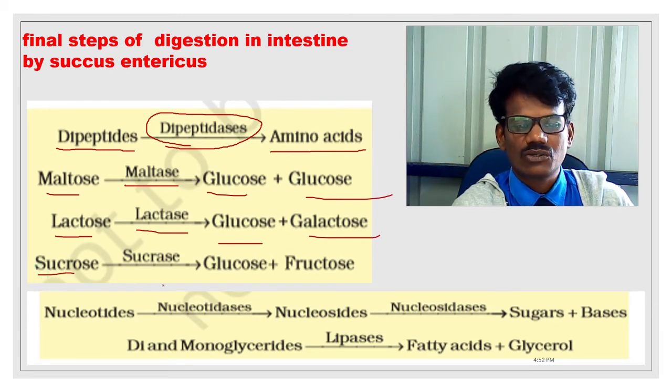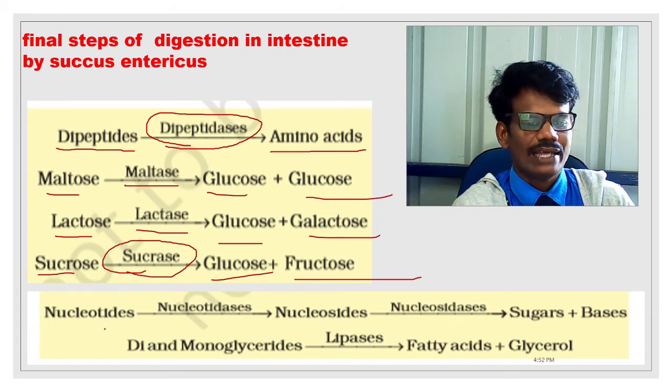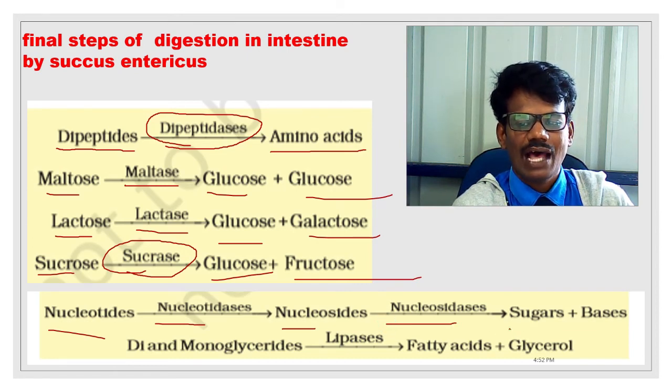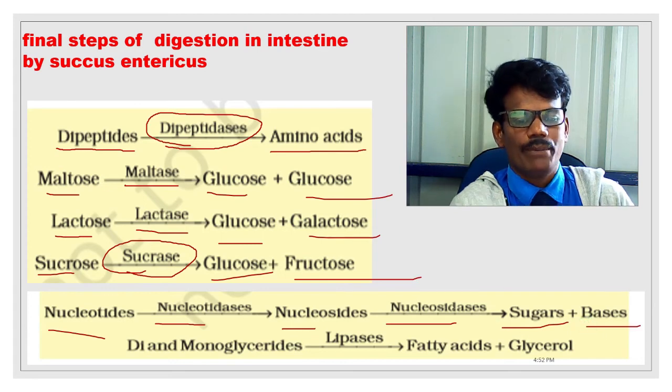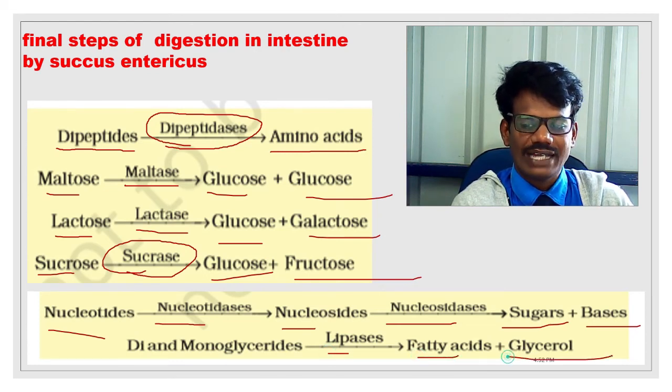The next one is sucrose, cane sugar. It is present in cane sugar. It is acted upon by sucrase, converting sucrose into glucose and fructose. So these three are the carbohydrates or disaccharides which are converted into their monomers. Then the nucleotides. So nucleotidases act on nucleotides and convert them into nucleosides. Again, nucleosidases act upon them and convert them into sugar and bases. So di- and monoglycerides are acted upon by lipases. Further, they are converted into fatty acids and glycerol.